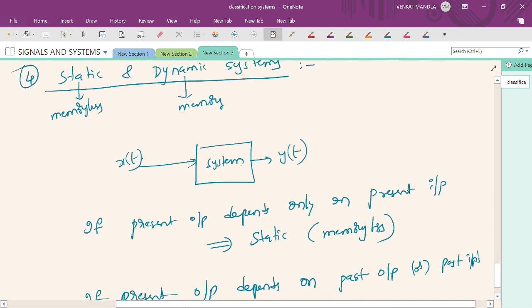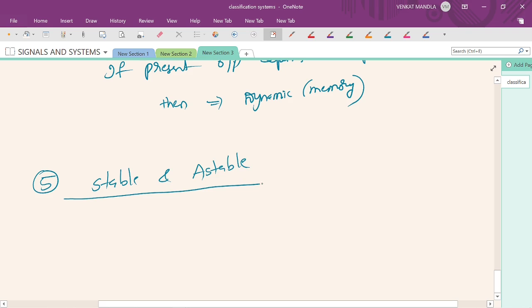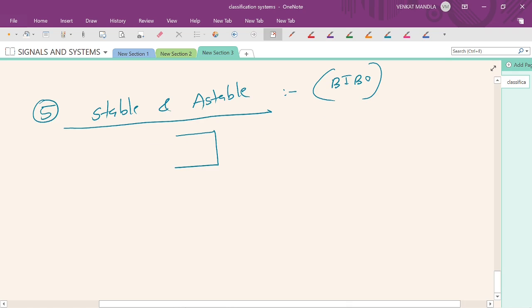Next, fifth one, stable and astable. This stable and astable is BIBO. BIBO stable, that is bounded input, bounded output stable. I will explain this. Suppose this is the system, x of t as the input, y of t as the output.